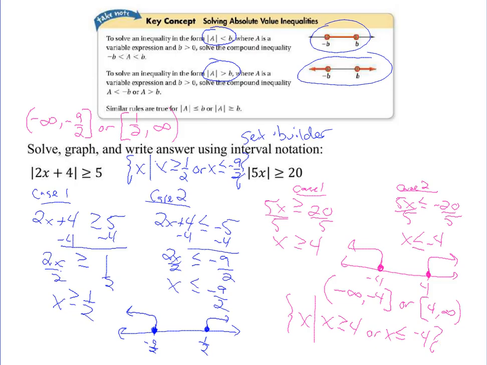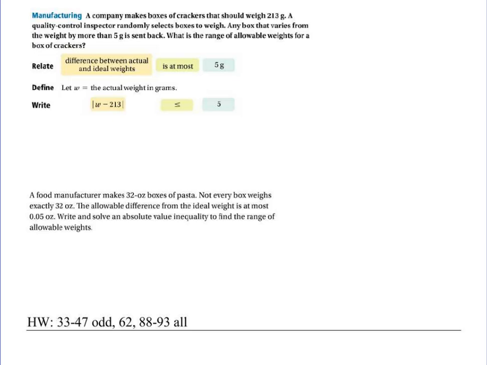All right. Moving along. A company makes boxes of crackers that should weigh 213 grams. A quality control inspector randomly selects boxes to weigh. So that's like, as the boxes are going down the conveyor belt, somebody has to stand there. And they just kind of sit there and hum to themselves for a couple minutes, and then all of a sudden they reach over and grab a box that's going by. And they weigh it. And that's what randomly selects boxes to weigh means. To sort of spastically reach out and grab a box all of a sudden.